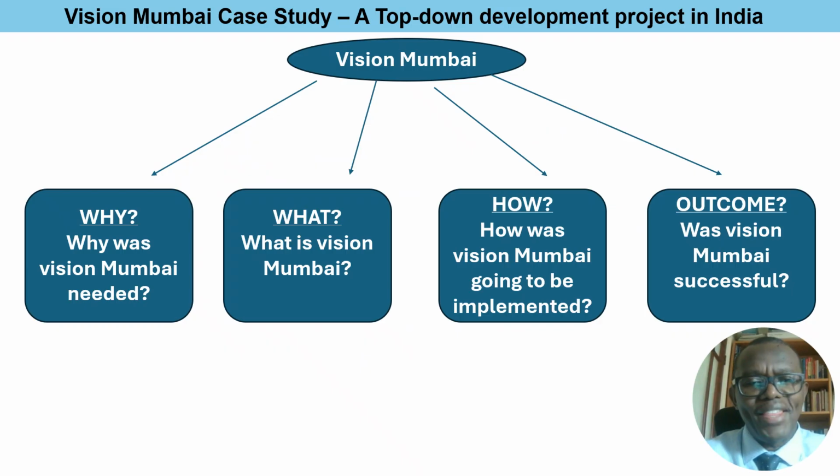To simplify the case study, I have divided it into four main questions. The first one is why? Why was Vision Mumbai needed? That's the first thing that we're going to be looking at. And then secondly, what? So what is Vision Mumbai? And then the how. How was Vision Mumbai going to be implemented? And then lastly, the outcome. What was the outcome of Vision Mumbai? And was it successful or not?